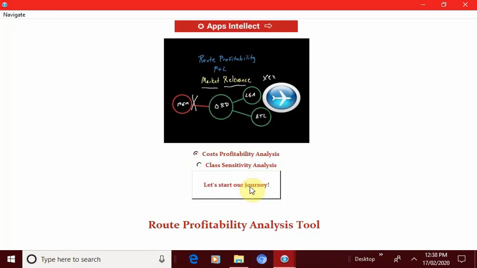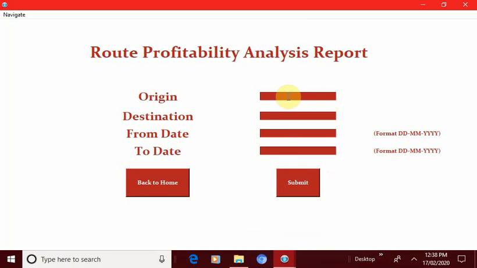So let's start. In this particular case, we are assuming the route has already been flown, and the origin was say Malaysia, and the destination was Denmark, and this route was flown in the previous year from January to December.